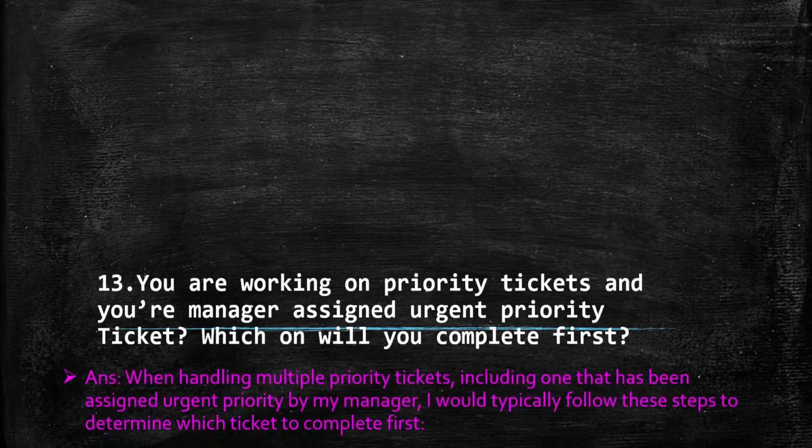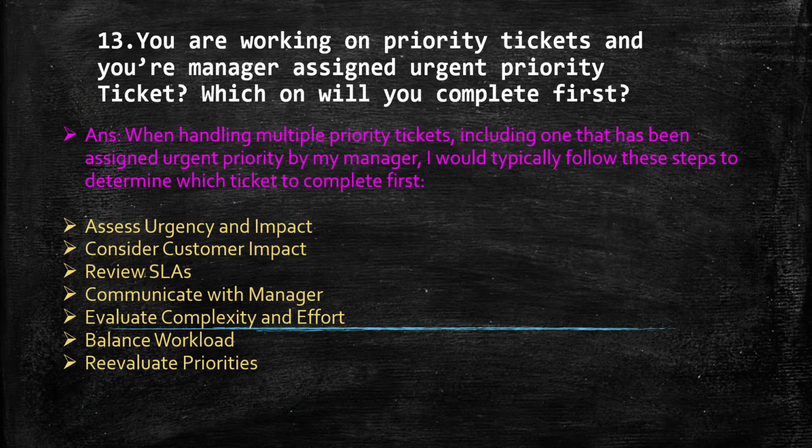Okay, and question 13 is that you are working on priority tickets and your manager assigns an urgent priority ticket, which one will you complete first? So while handling multiple priority tickets, including one that has been assigned urgent priority by the manager, I would typically follow these steps to determine which ticket has to be completed first. Firstly, I assess urgency and impact.